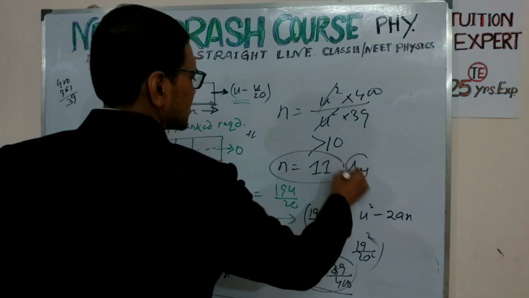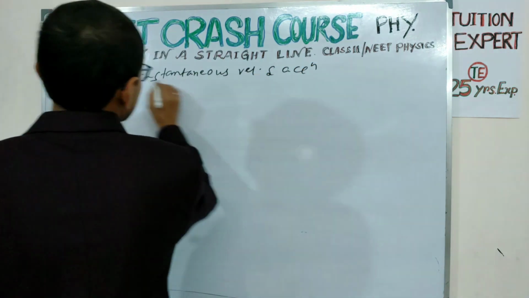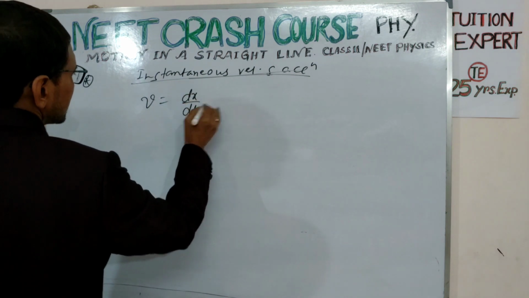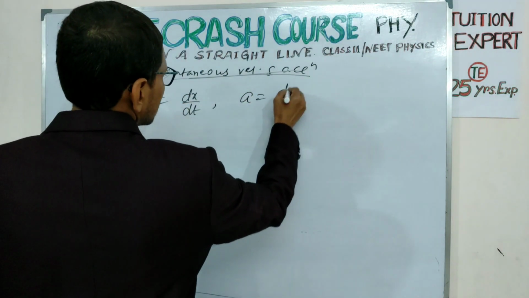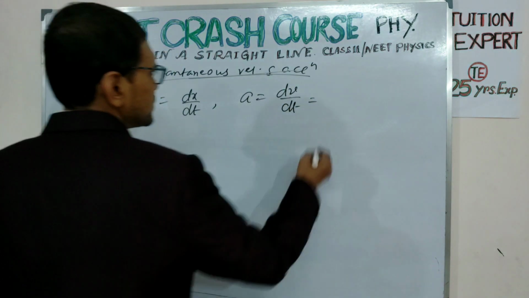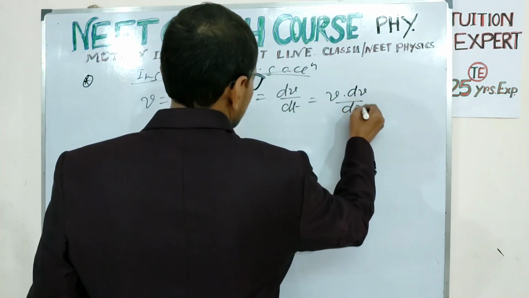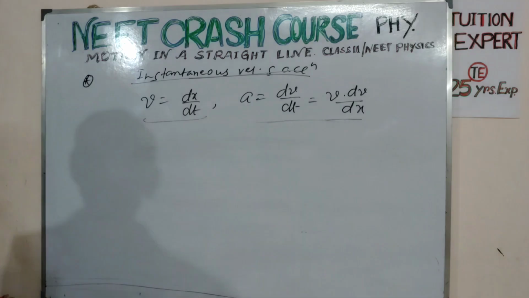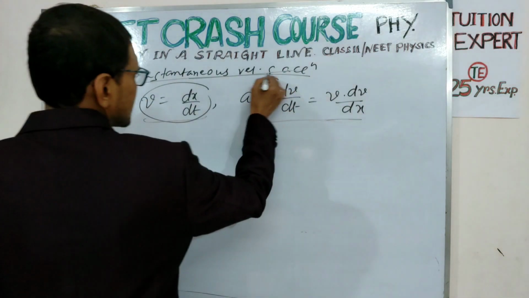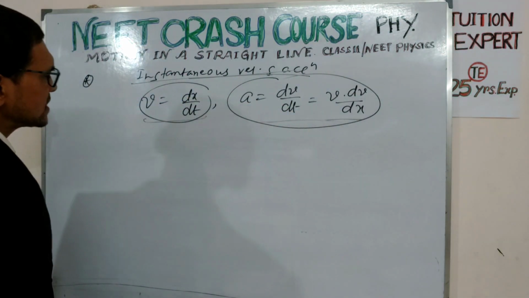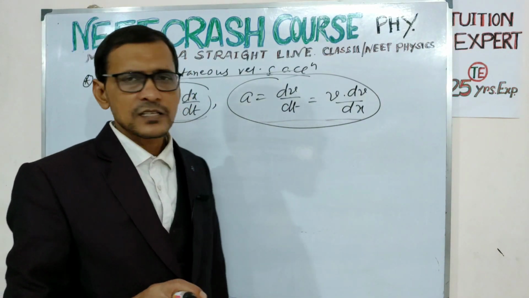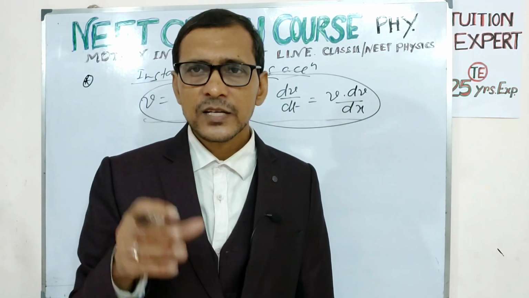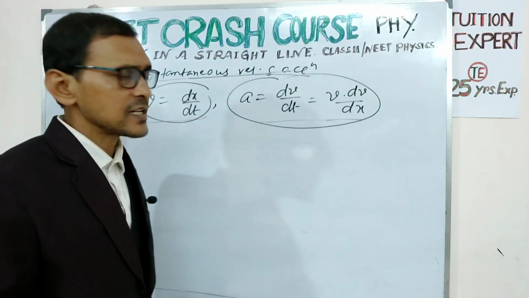Velocity and acceleration. So what is the instantaneous velocity and acceleration? The formula is velocity equals dx by dt, and acceleration equals dv by dt, and this also equals v into dv by dx. We know that velocity equals this and acceleration equals this. So this is instantaneous velocity and instantaneous acceleration. One video has been discussed elaborately on instantaneous velocity; students can watch it.